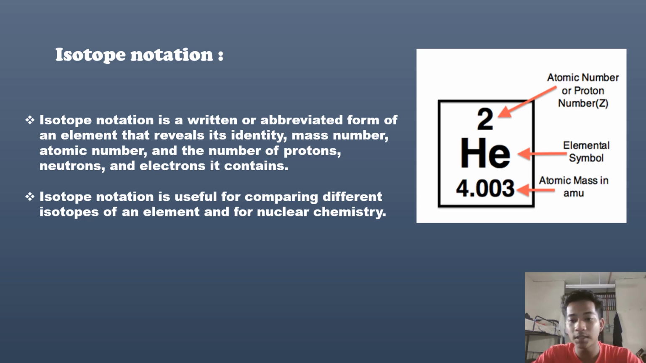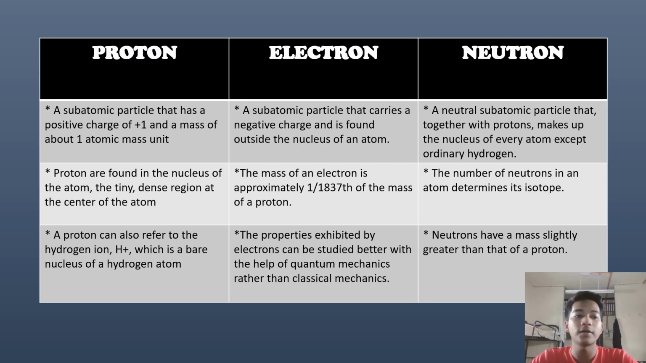For example, here, He is the elemental symbol, 4 is the mass number, and 2 is the atomic number, the proton number. So here we have three types of particles in isotope notation. First, proton, second, electron, and the third one is neutron.